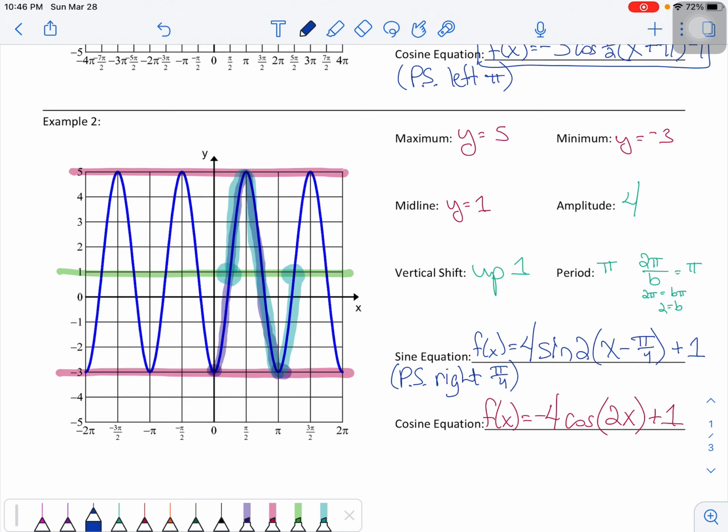All right. I hope this has helped to figure out how to change from a graph to an equation with sine and cosine.